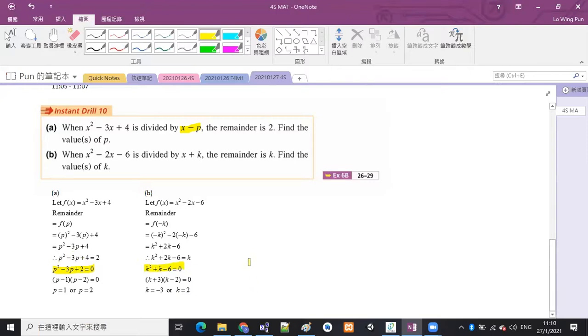Okay, part B. So when x squared minus 2x minus 6 is divided by x plus k, and the remainder is k, find the values of k. So let f(x) be this, and the remainder is calculated by f of a number.